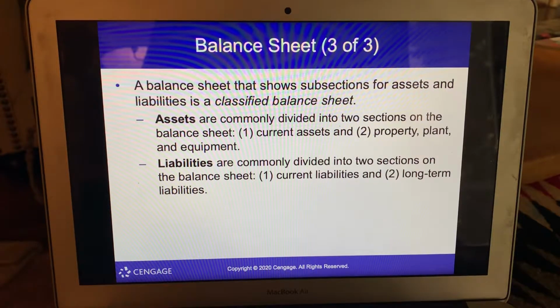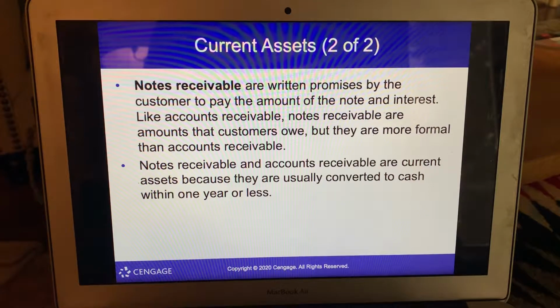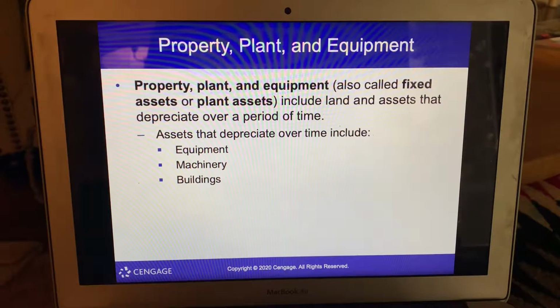Balance sheet: assets, liabilities, current assets. Current assets are cash, notes receivable, accounts receivable, supplies, and other prepaid expenses. Notes receivable is also a current asset. Property, plant, and equipment are fixed assets, and plant assets are not considered current assets.